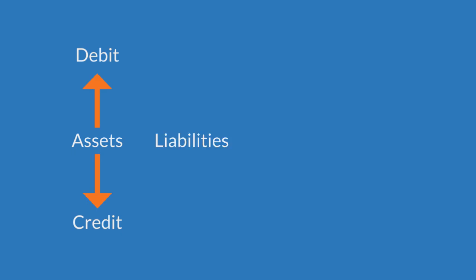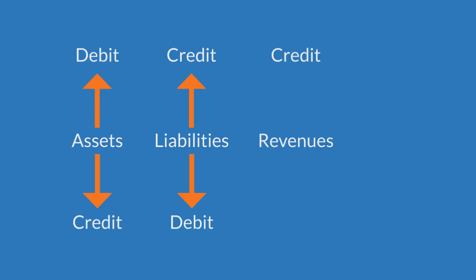Liabilities are the exact opposite. They have a normal credit balance. To increase the balance in a liability account, you credit it. To decrease the amount in the liability, you debit it. Revenues have a normal credit balance. To increase the balance, you credit it. To decrease the balance, you debit it.